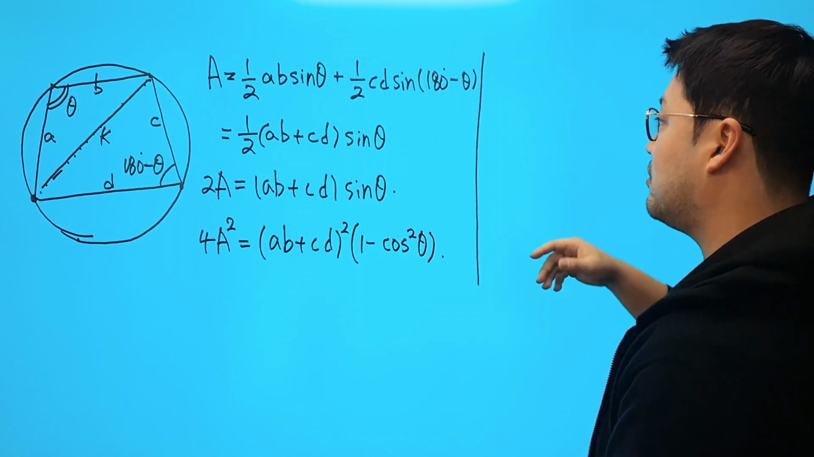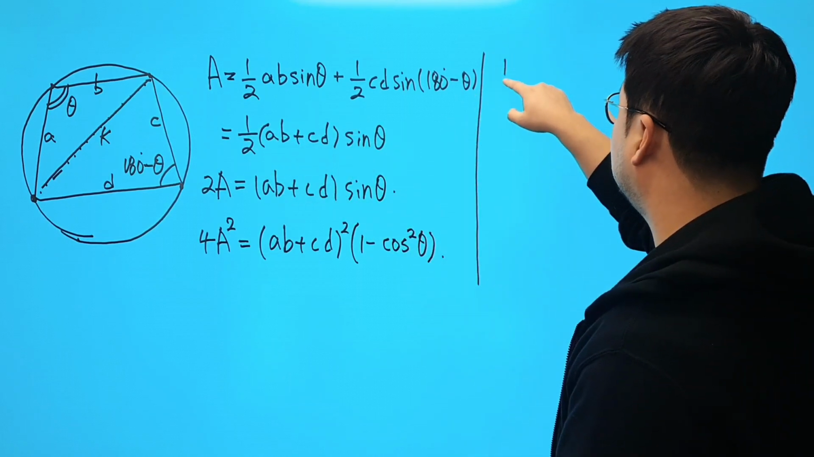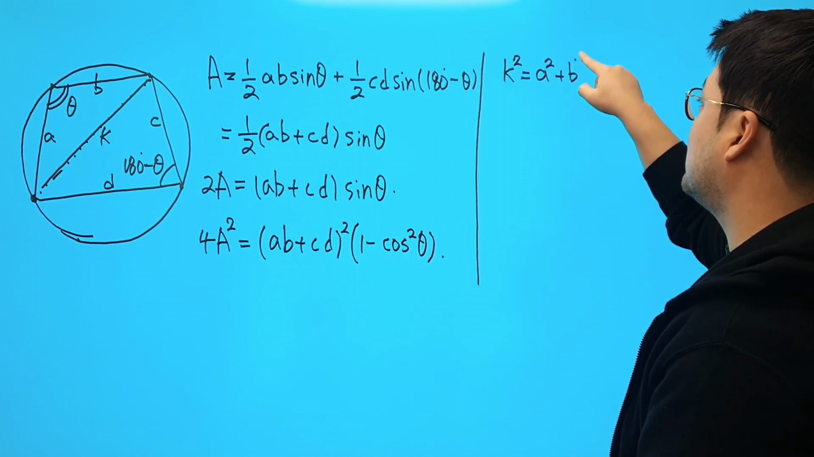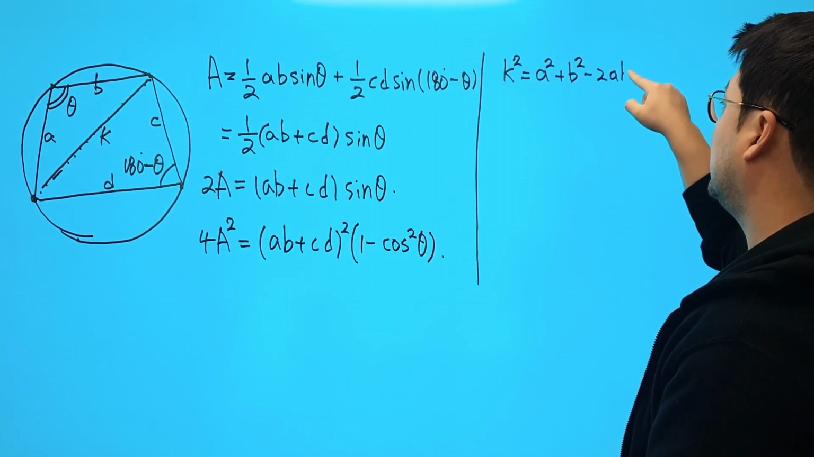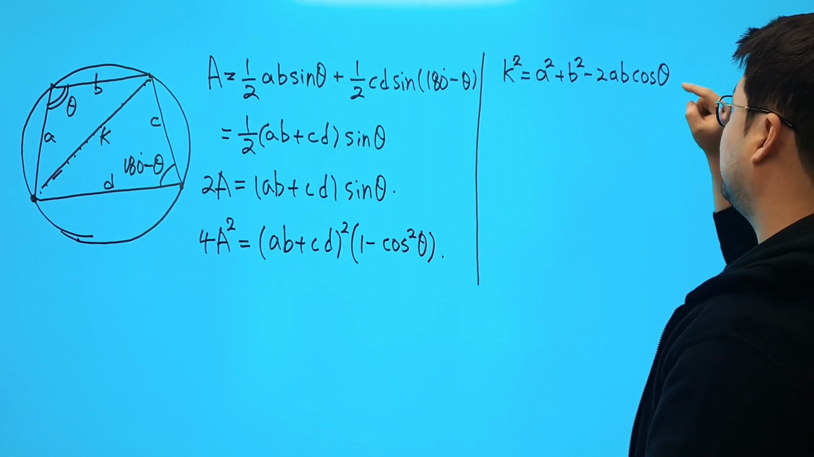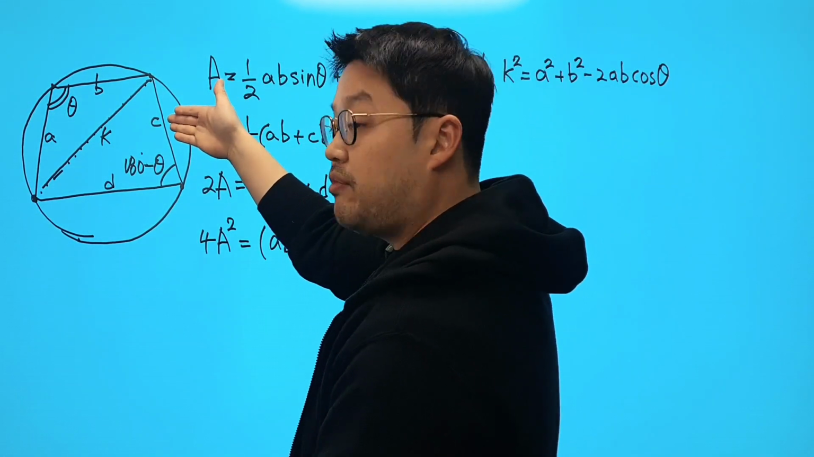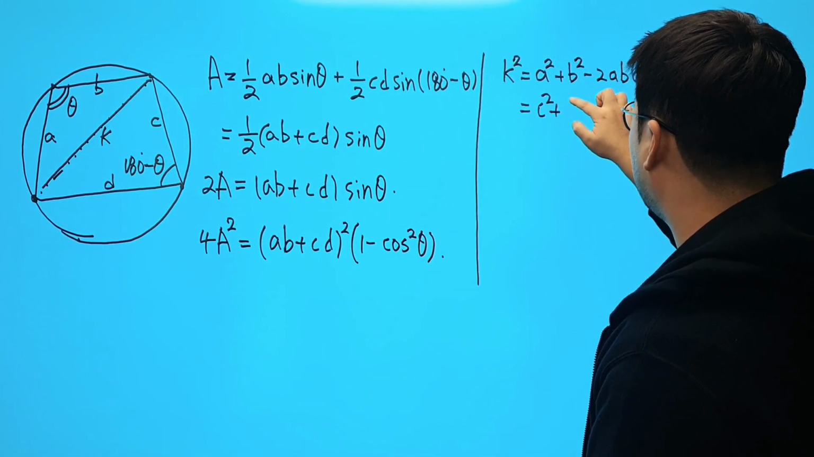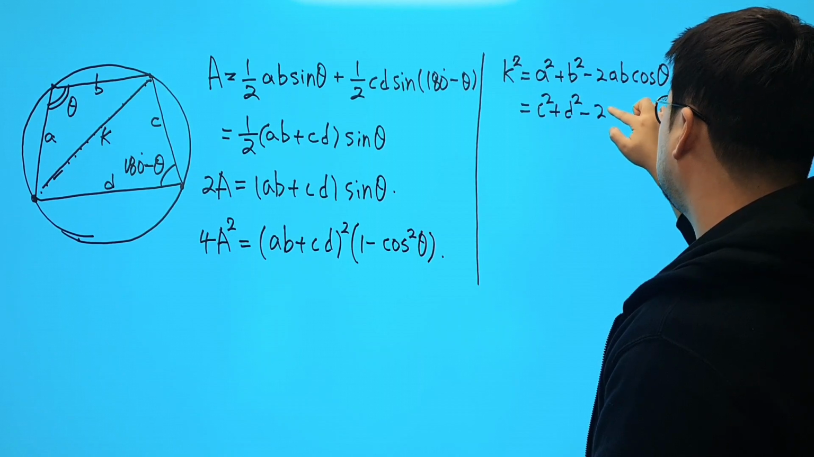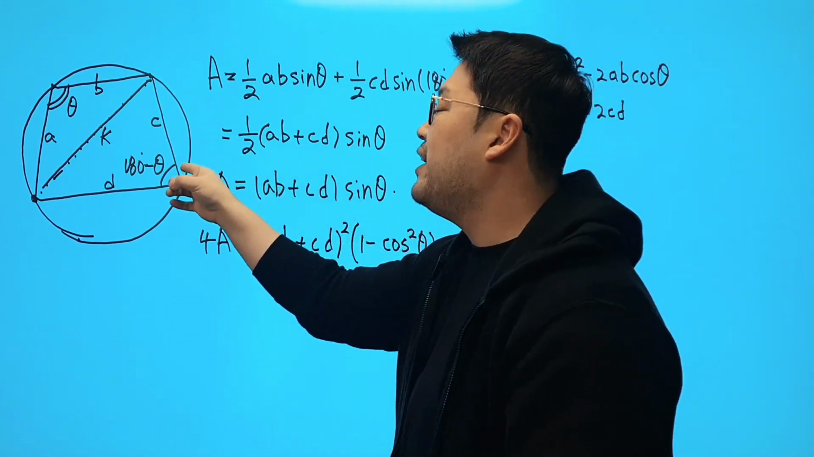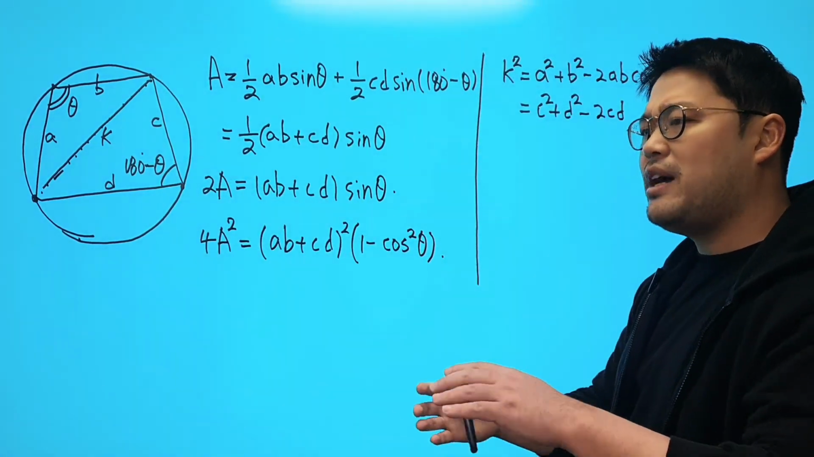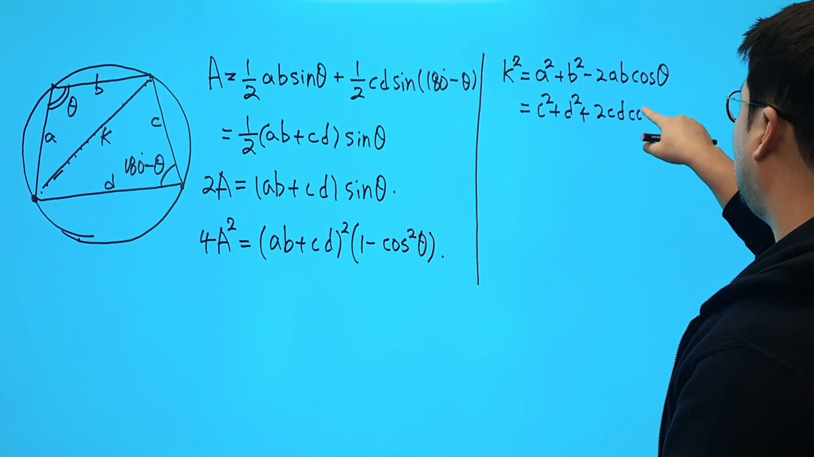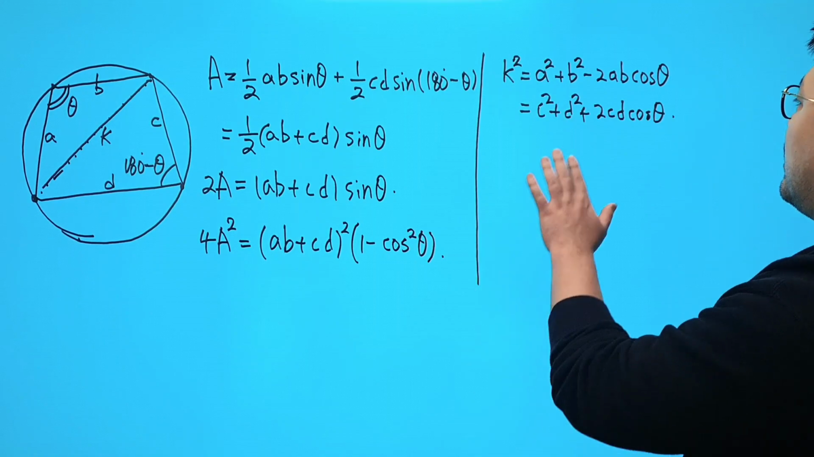Shall I draw the vertical line? All right, so K squared equals A squared plus B squared minus 2AB cosine theta. And at the same time, I can rewrite it as C squared plus D squared minus 2CD cosine of 180 minus theta, but cosine of 180 minus theta is going to be negative cosine theta. So I'm just going to change the sign, and I would like to call it cosine theta.